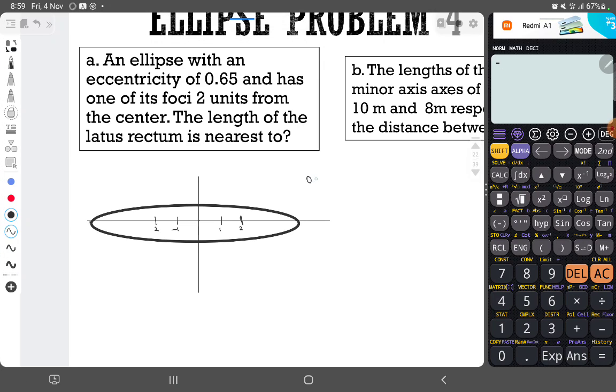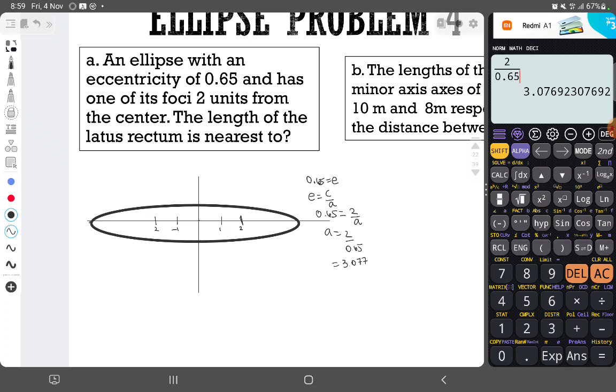So 0.65 is equal to E, which is E is equal to our C over A. So we have 0.65 is equal to 2 all over A. So therefore A is equal to 2 all over 0.65, which will yield 3.077. Okay, so we have 3.077.